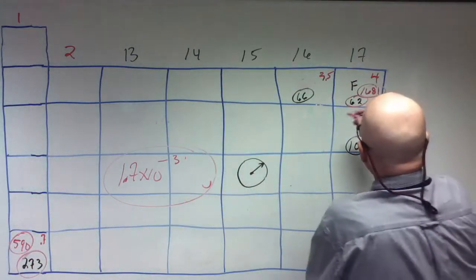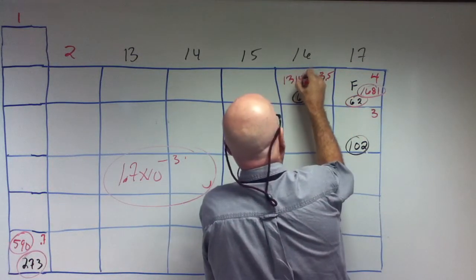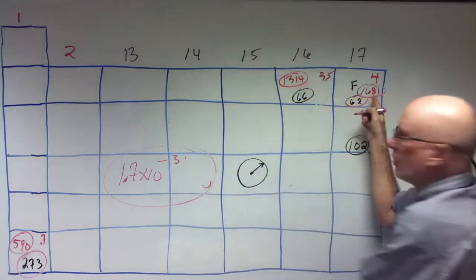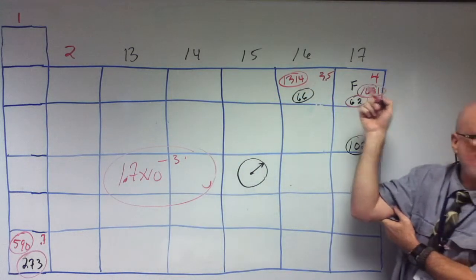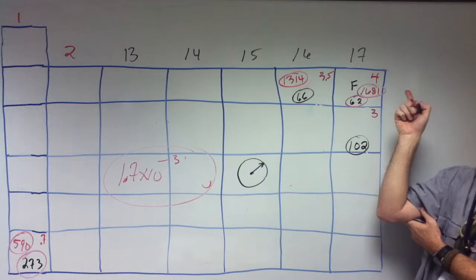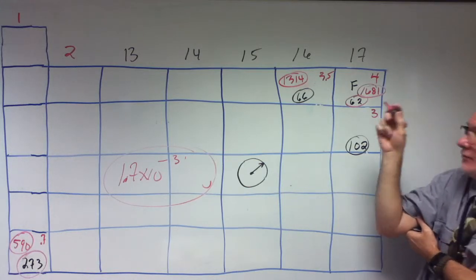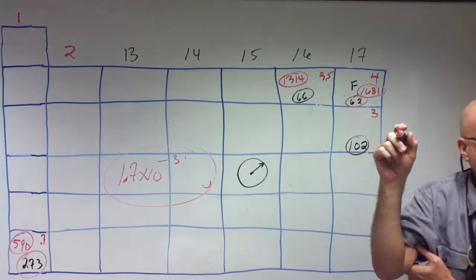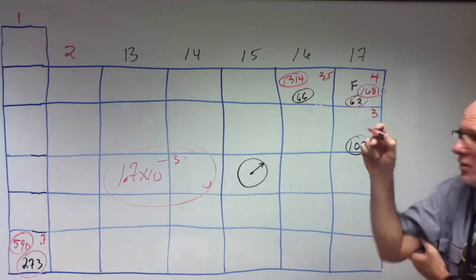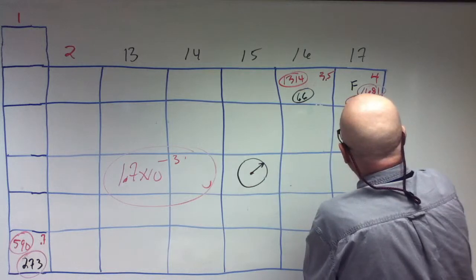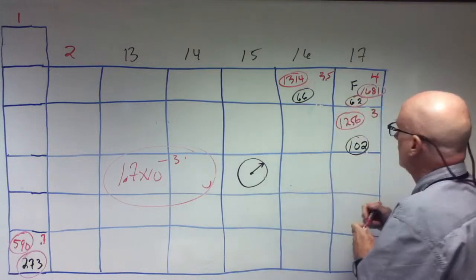1314. Excellent. So this is 1314, which should make sense if that's 1681, and so it should increase as you go from left to right, correct? Now, chlorine. What's the ionization energy of chlorine? 1256. Basil. 1256. Okay, good.